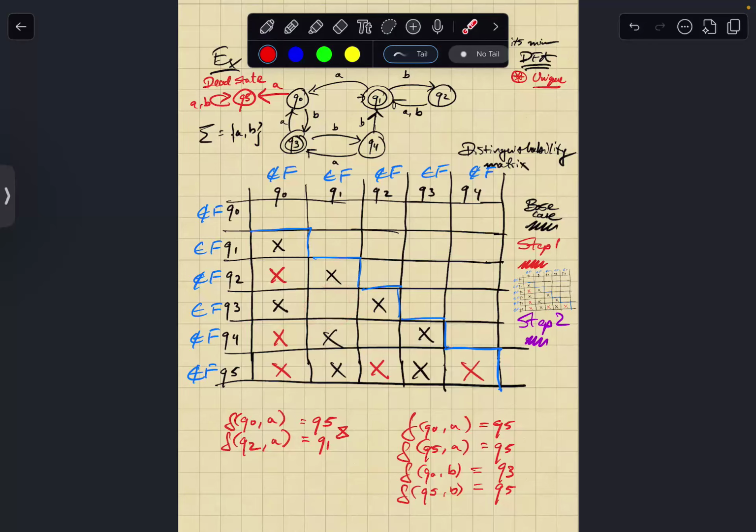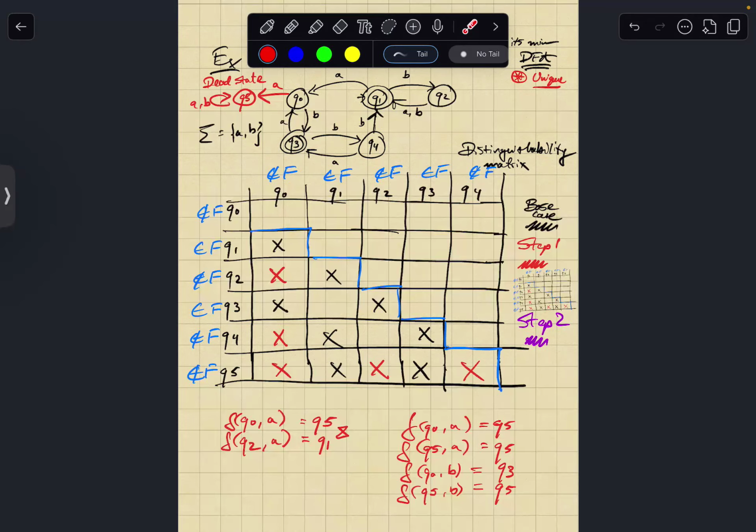And then for Q4 and Q2, you read an A, you go to Q3. For Q2, you go to Q1, that's unmarked. So that's no evidence for marking. And then Q2 and Q4, when you read a B, you go to Q1 in both cases. Q1 indistinguishable from itself, so I also don't have evidence for marking. So that means that I'm done with step two, and this is my table.